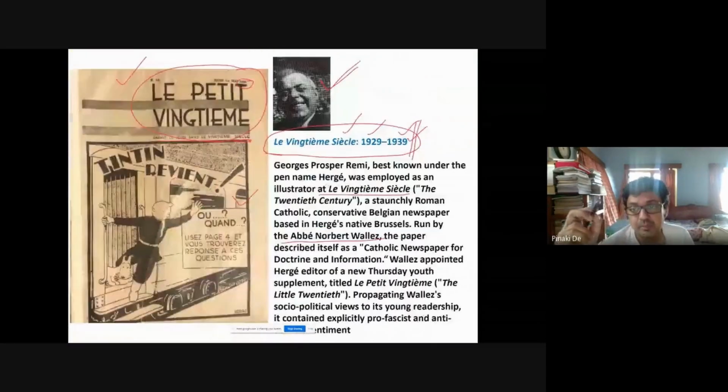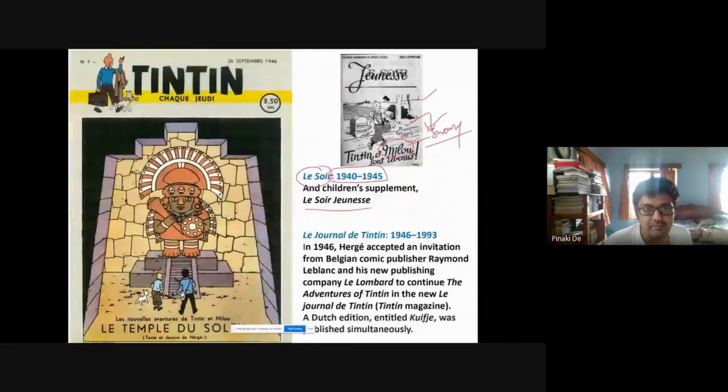সো বেসিক্যালি আমরা দেখছি 40 থেকে 45। তো আবার যাই, প্রথমে 29 থেকে 39 ইট ওয়াজ পাবলিশড ইন লা পেতিট ভিংটিম। তারপরে লে সোয়ারে আমরা পাবলিশ করছে 40 থেকে 45। তারপরে টিনটিন, there was a publisher called Raymond Leblanc, উনি বললেন লেটস, there was a publishing company called Le Lombard, and he says that let us make a dedicated magazine for Tintin, and that is called the Tintin magazine or Le Journal de Tintin. এটা দুটো ভাষায় পাবলিশ হতো, একটা ফ্রেঞ্চ আর একটা ডাচ। ডাচের নাম ছিল Kuifje আর ফ্রেঞ্চের নাম ছিল Le Journal de Tintin। এটাকেই আমরা বলি টিনটিন ম্যাগাজিন, and it is in this magazine it started in 1946.